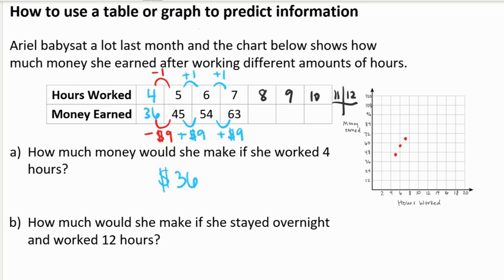Something I noticed before when I was solving this is that 4 times 9 is 36, 5 times 9 is 45, 6 times 9 is 54, and that's going to be true every time because it's growing at the same rate. So I could say, well, 12 times 9 is $108.